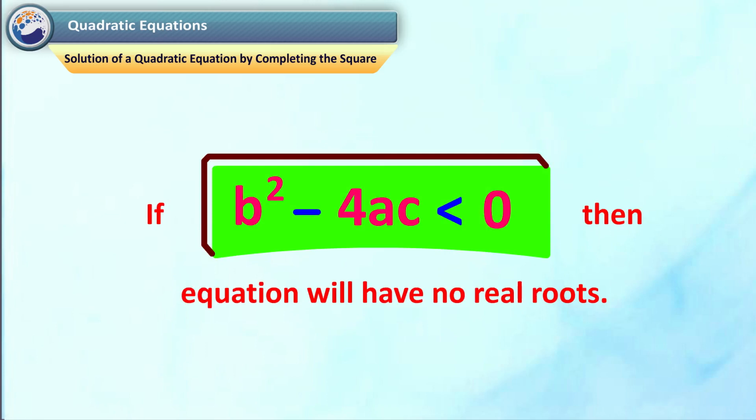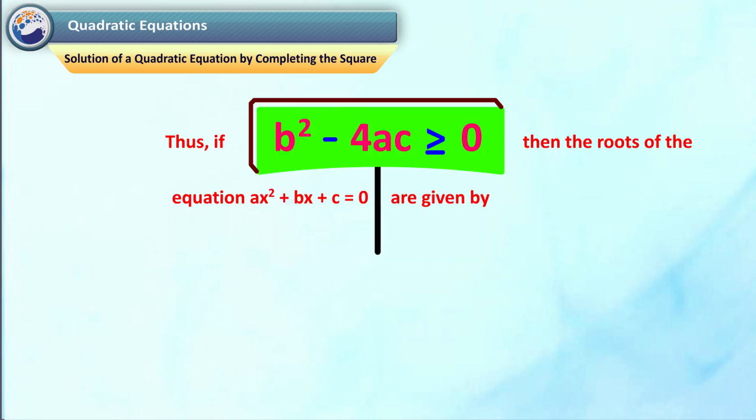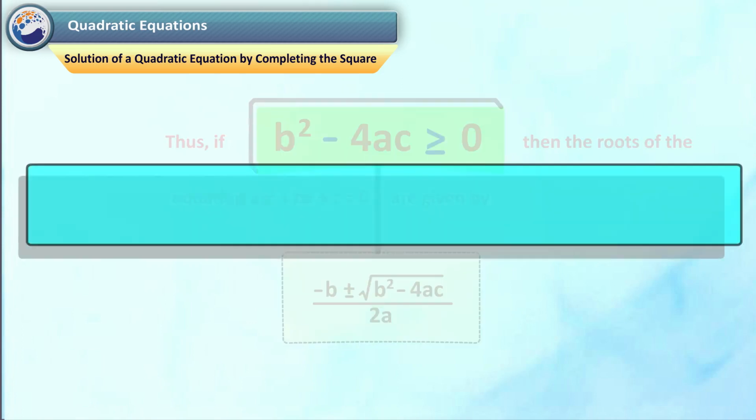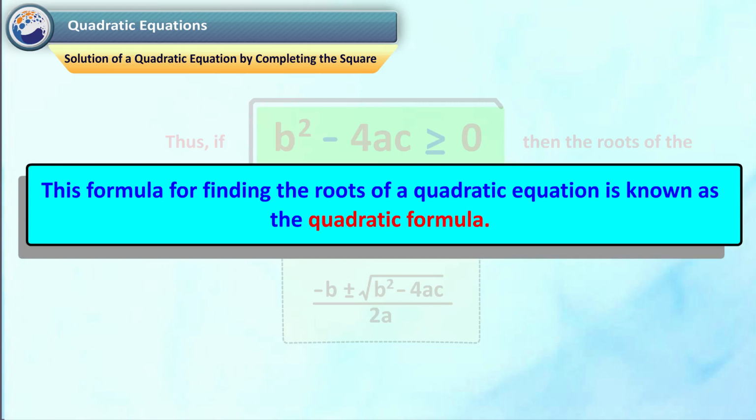If b squared minus 4ac is less than 0, the equation will have no real roots. Thus, if b squared minus 4ac is greater than or equal to 0, then the roots of the quadratic equation ax squared plus bx plus c is equal to 0 are given by minus b plus or minus root of b squared minus 4ac upon 2a. This formula for finding the roots of a quadratic equation is known as the quadratic formula.